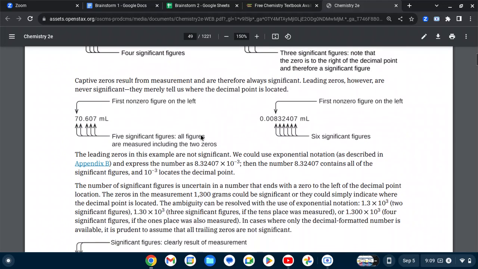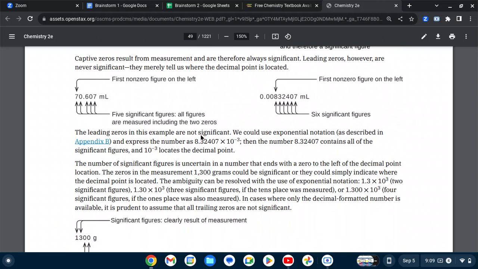Captive zeros result from measurement and are therefore always significant. Leading zeros, however, are never significant. They merely tell us where the decimal point is located. The leading zeros in this example are not significant. We could use exponential notation and express the number as 8.32407 times 10 to the negative 3. And then the number 8.32407 contains all the significant figures, and 10 to the negative 3 locates the decimal point.